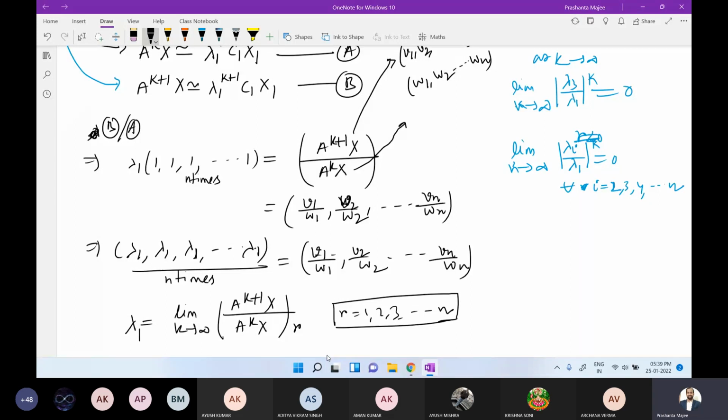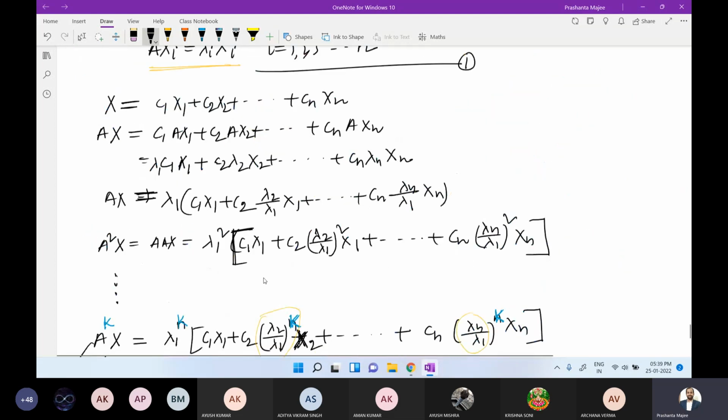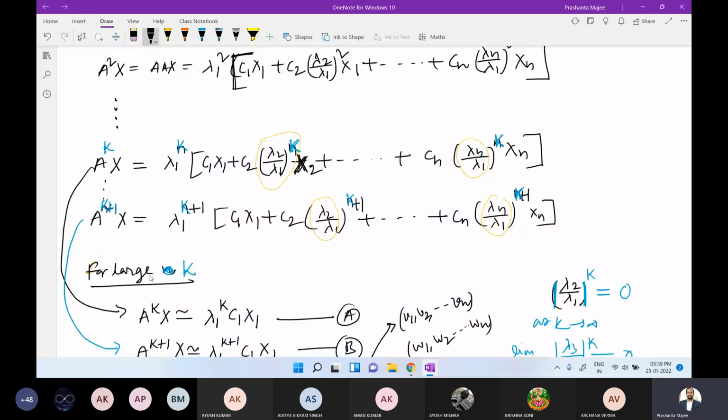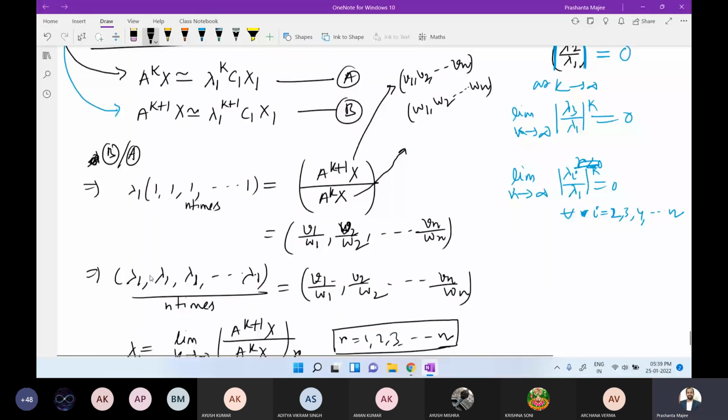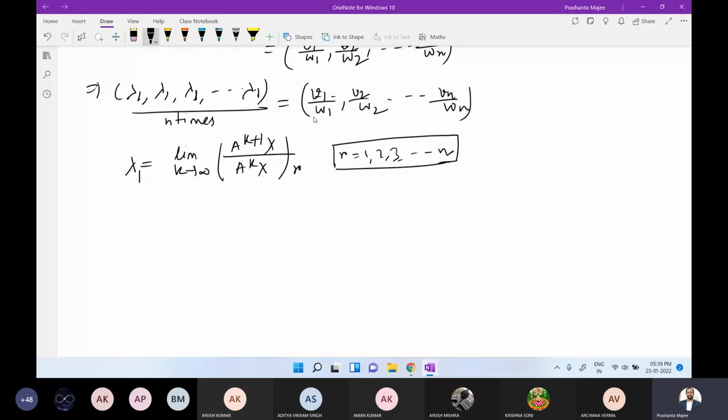So this is the idea of the power method. You are choosing an initial guess x and you are repeatedly multiplying x, pre-multiplying x by the matrix A. And if you do it a sufficiently large number of times, then you have to take this ratio, and that ratio will give you the maximum eigenvalue.